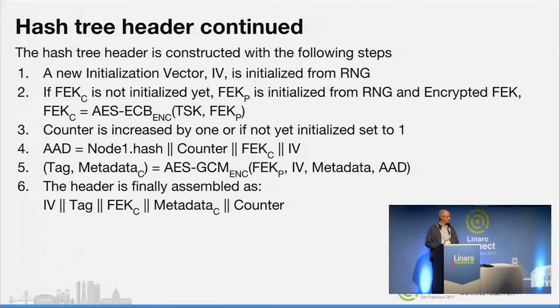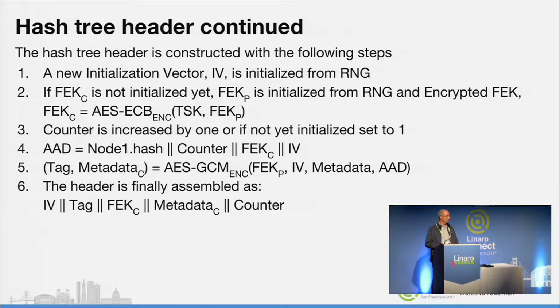There are a few steps when building a hash tree header. We have an initialization vector, IV, which we initialize from the RNG each time we write it again. If we haven't generated a file encryption key, we do that and encrypt it with the trusted storage key. Then the counter in the meta header is increased to make sure that you see the new block, not the old one.